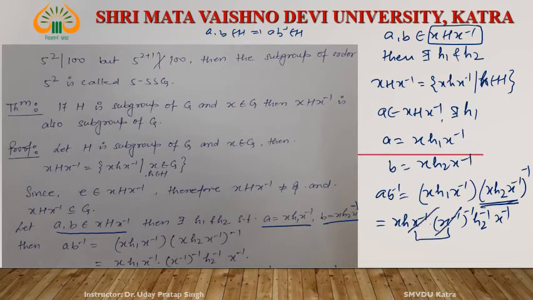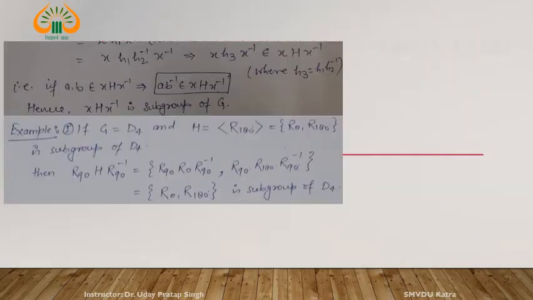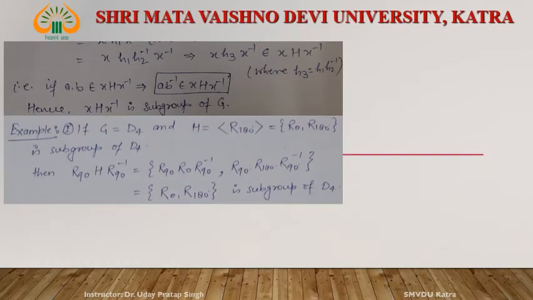Then x inverse times x is identity, so this is x h1 h2 inverse x inverse. What is h1 h2 inverse? Say h1 h2 inverse is h3. Then x h3 x inverse belongs to x H x inverse. It means a b inverse belongs to x H x inverse. Hence x H x inverse is a subgroup of G. Okay.